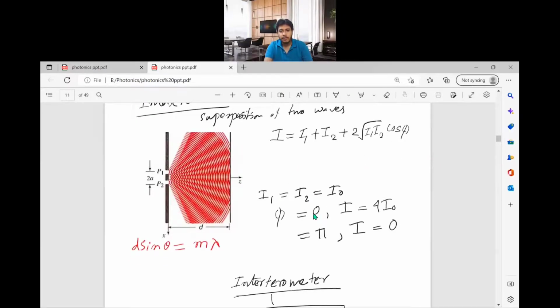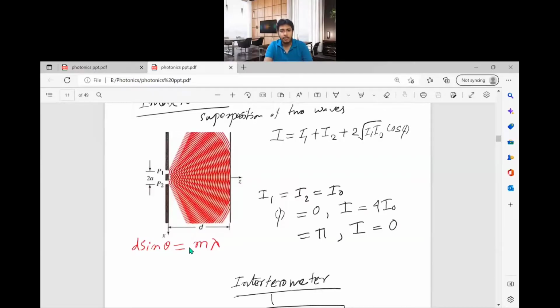So if the phase difference is 0, you will get constructive interference at the output, and if the phase difference is pi, you will get destructive interference, so you will get no output. So basically, you will get alternate bright and dark spots here. This is the formula related to Young's double slit experiment.